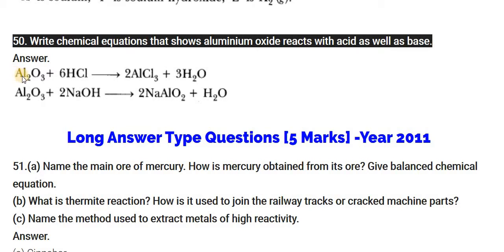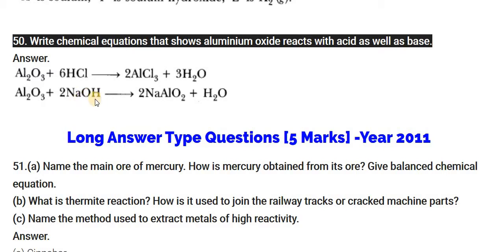So here you can see, first of all we do the reaction of Al2O3 with HCl, meaning hydrochloric acid. Aluminium oxide reacts with hydrogen chloride and forms AlCl3, meaning aluminium chloride, and along with that water is formed. This is with the acid. Now the reaction with the base.